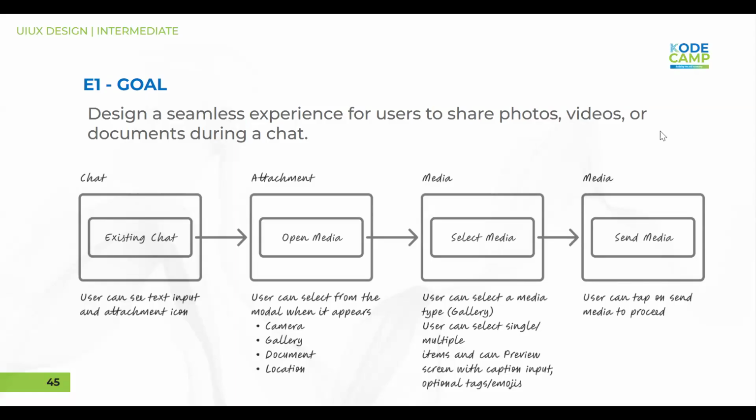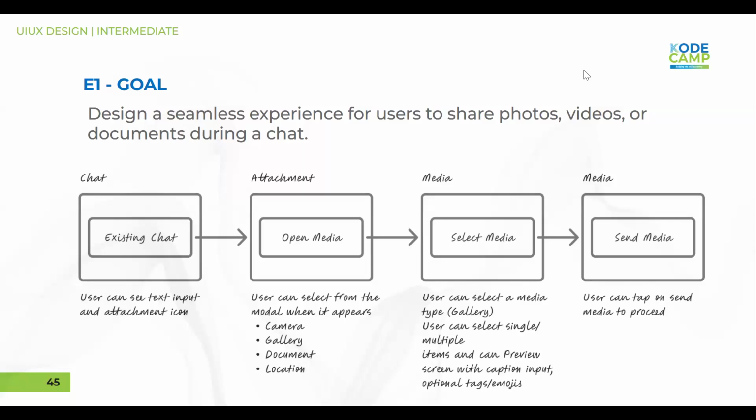So then on the attachment, I want to send an attachment. We can now see the user can select from the modal when it appears: camera, gallery, documents, and whatever location they want to use. And they can select the media.